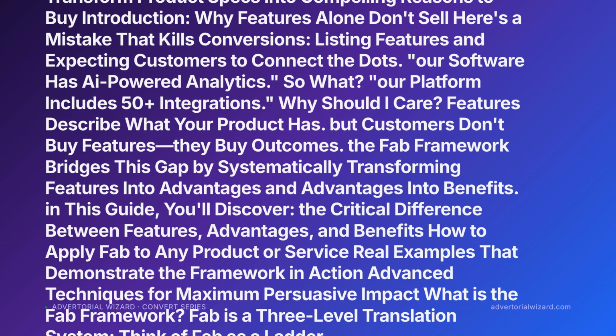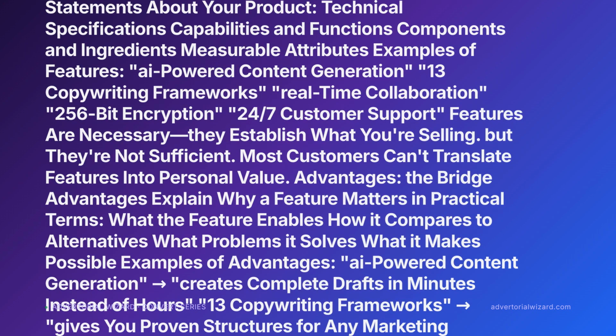What is the FAB framework? FAB is a 3-level translation system. Think of FAB as a ladder. Features are the bottom rung, necessary but not compelling. Advantages climb higher, showing relevance. Benefits reach the top, connecting to what customers actually want.